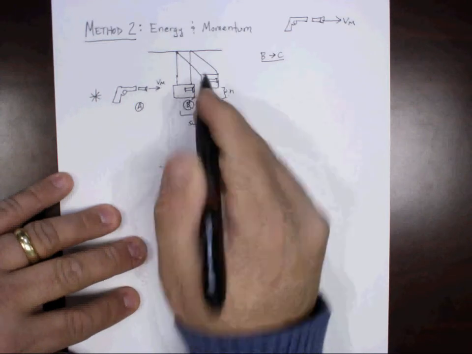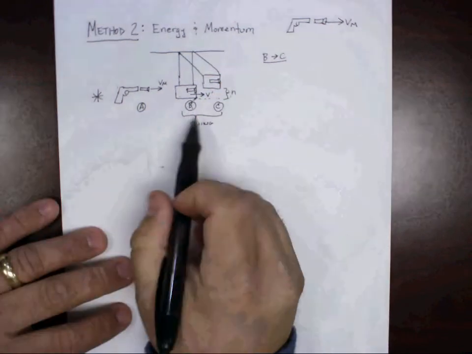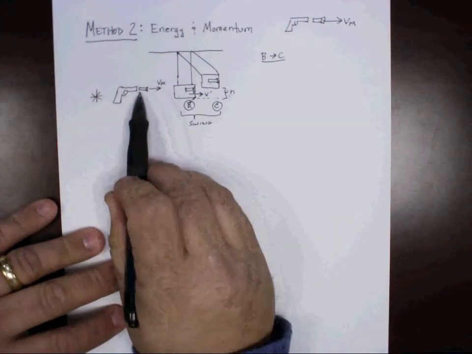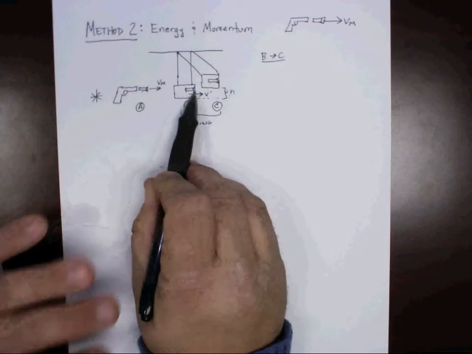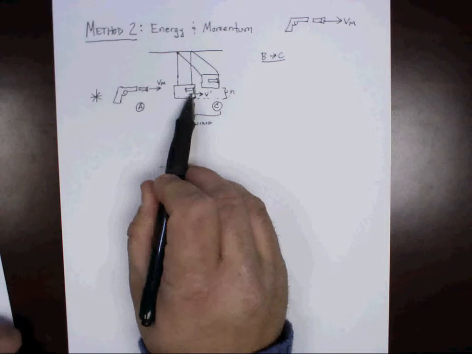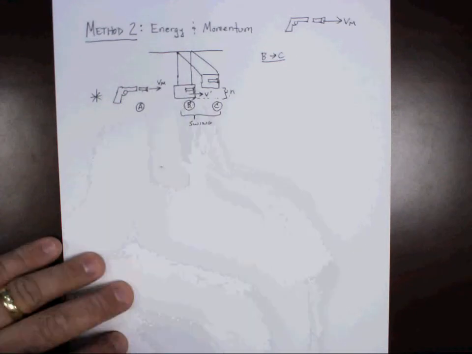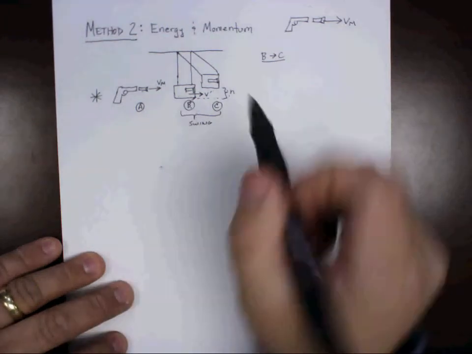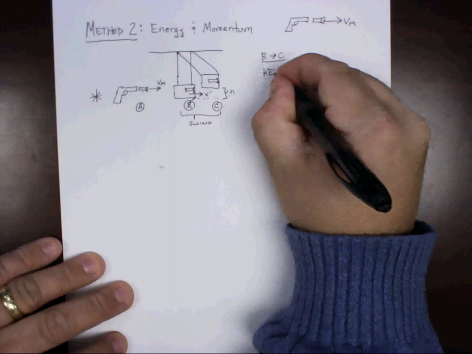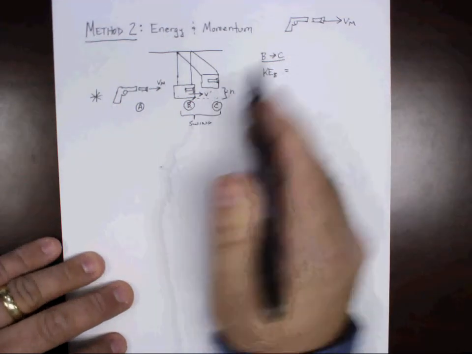Well, let's look from B to C. From here to here. This is the swing. So we're going to work backwards from knowing how high the box swings up to finding how fast these are going together. We're going to call this V prime. That's not the speed of the bullet. That's what we're looking for out here. This is the speed of the bullet and the box together right after the collision.